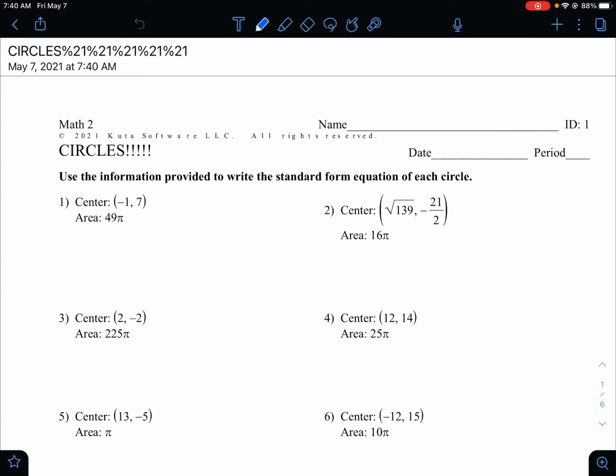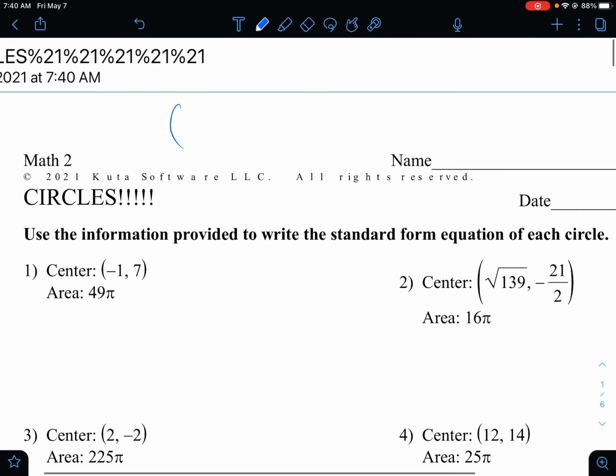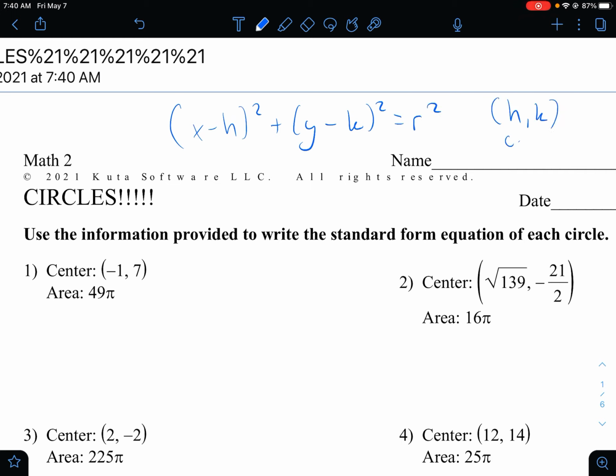So just as a refresher, the equation of a circle is (x minus h) squared plus (y minus k) squared equals your radius squared. And (h, k) is your center. So keep that in mind as we go through this worksheet.